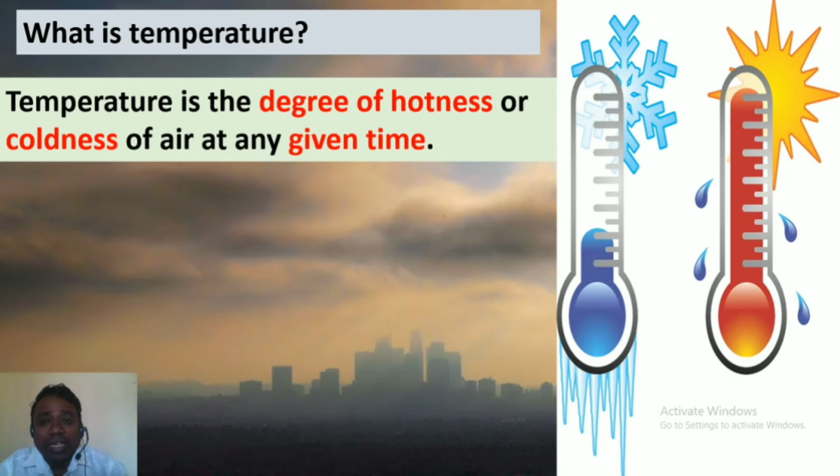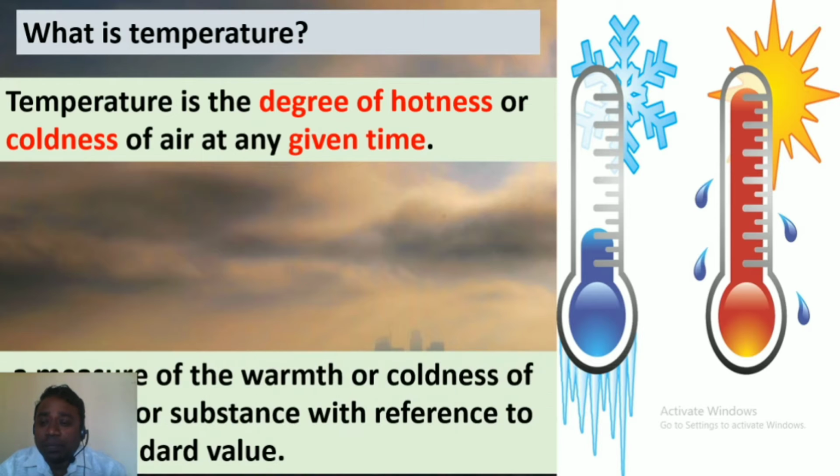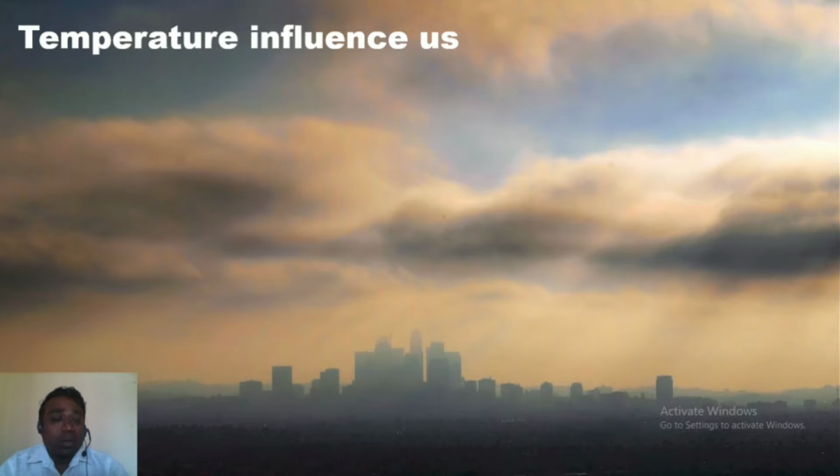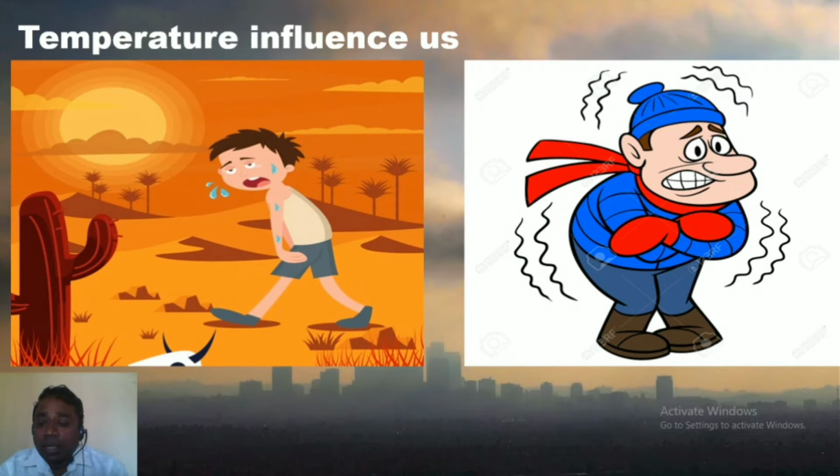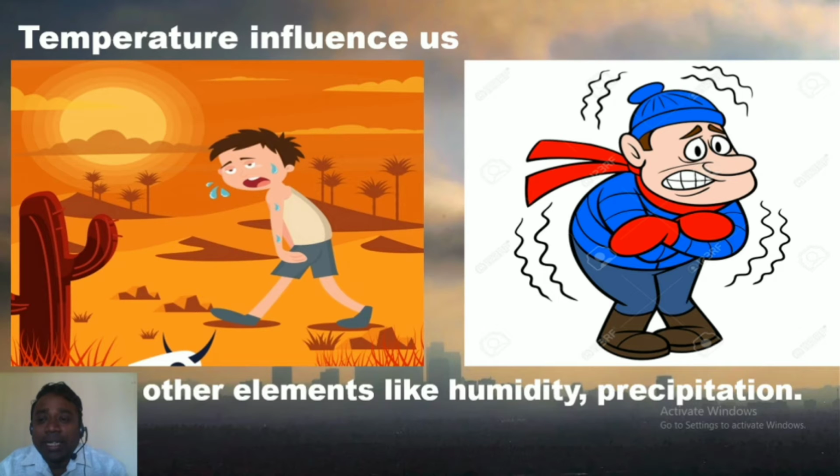So the measure of heat present in your surroundings is the temperature. A measure of warmth or coldness of an object or substance with reference to some standard value is the temperature. How does temperature influence us? In the hot season, you'll be feeling hot, you'll be wearing light clothes, and you'll be craving to drink more water, whereas in cold you'll be wearing sweaters, and you will eat hot soups and hot food.